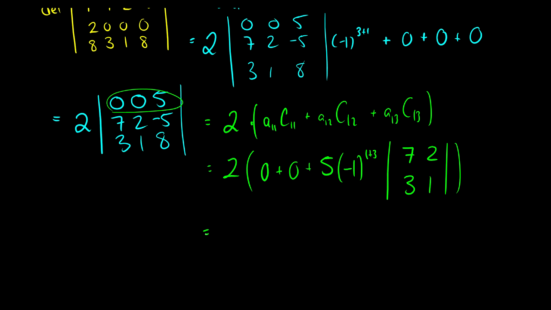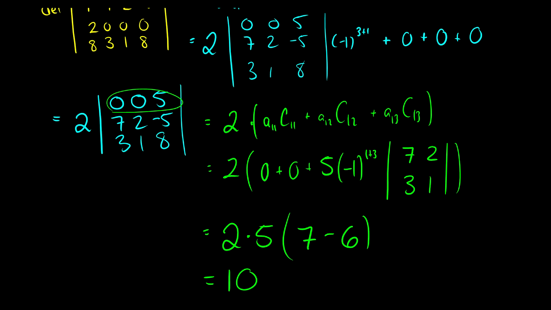So now at this point, this is going to be 2 times 0, 0 plus 5 times negative 1 to the 4. That's 5 times the determinant of 7, 2, 3, 1, which is going to be 7 times 1 minus 3 times 2. That's 6. So our determinant is going to be 10.